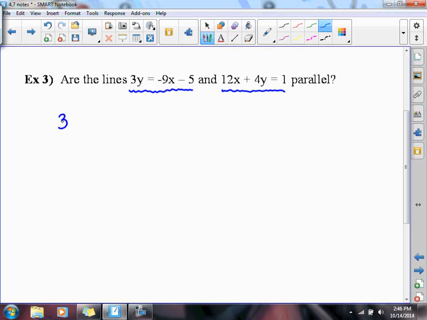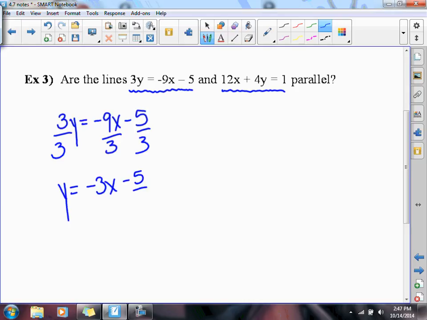Okay, so my first line was the 3y equals negative 9x minus 5. The only thing I have to do to solve this equation for y is to divide everything by 3. So y equals negative 3x minus 5/3. Now here I have a fraction for my intercept. That's okay. We haven't seen that yet, but sometimes that can happen. But for this problem, it doesn't really matter. The only number that I'm focused on is this negative 3. That's my slope. So I don't care what the y-intercept is.